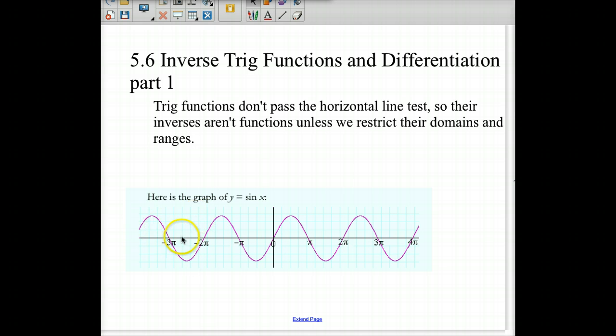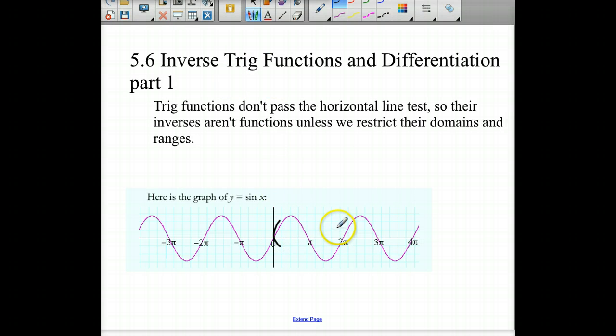So here's the graph of sine x. You can see that if we pass a horizontal line through this, it will hit the graph in more than one place. So then the inverse of it would not be a function. But if we just look at the domain from 0 to 2 pi, not including the endpoints, that's not going to help either, because if we pass a horizontal line, it'll cross twice.